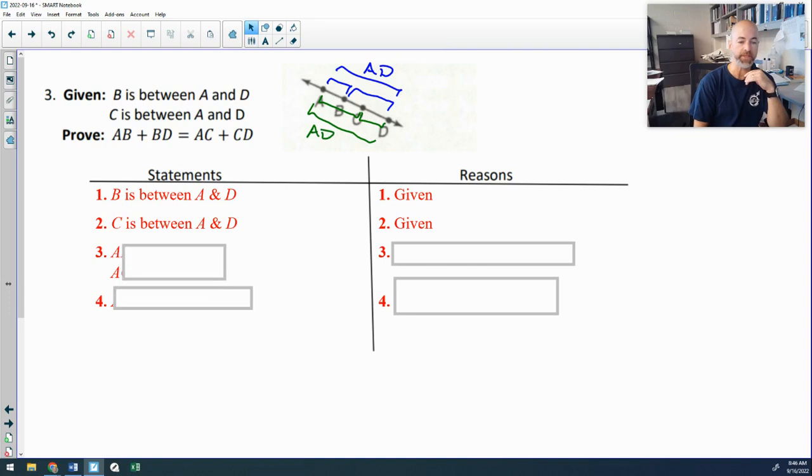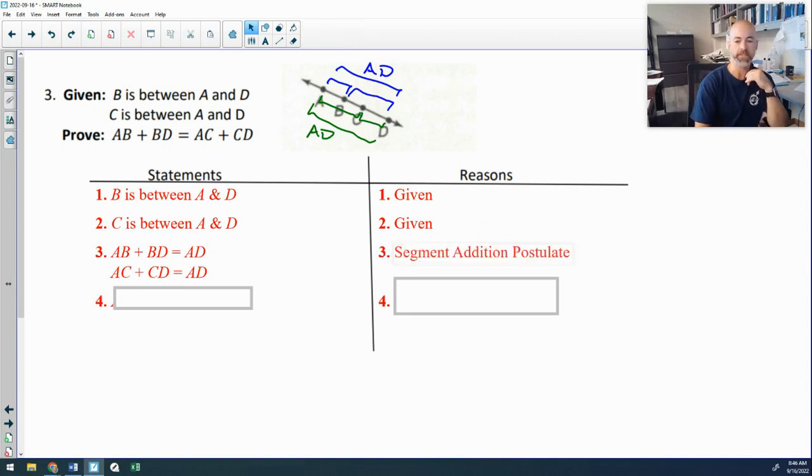And because I'm doing the segment addition postulate twice, I'm going to put both of those segment addition postulates in step number 3. That's your segment addition postulate. If you want to break that down into step 3 and step 4, this is not like a written in stone process here. So that's fine. So we have the segment addition postulate, and then we're almost done.